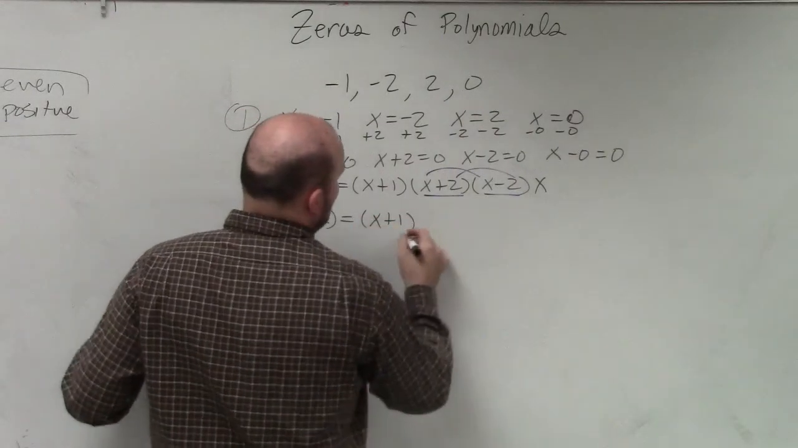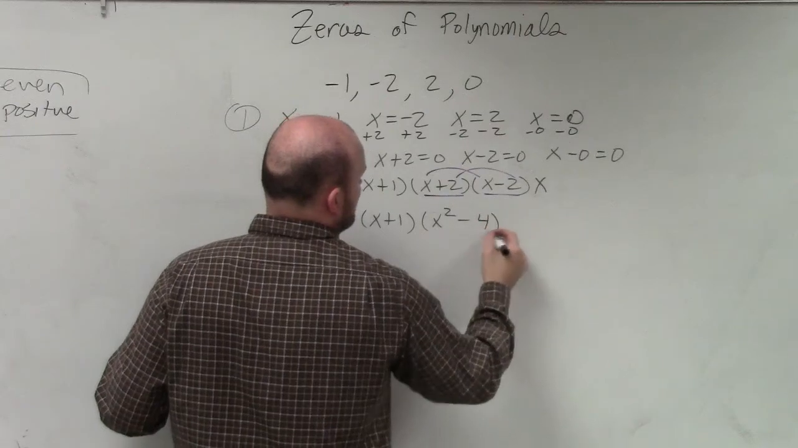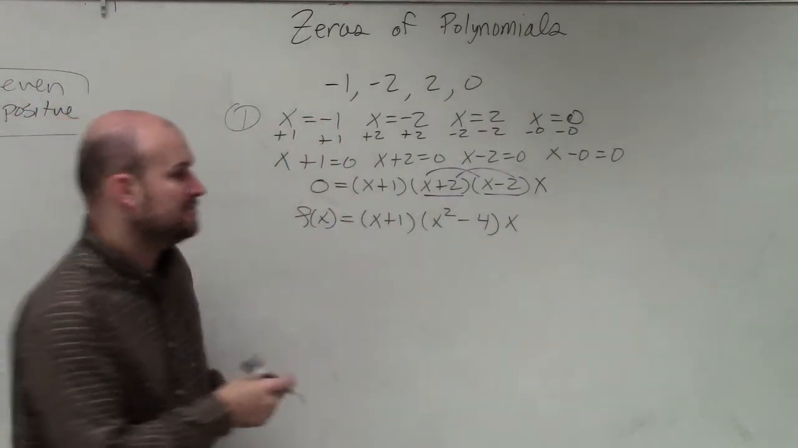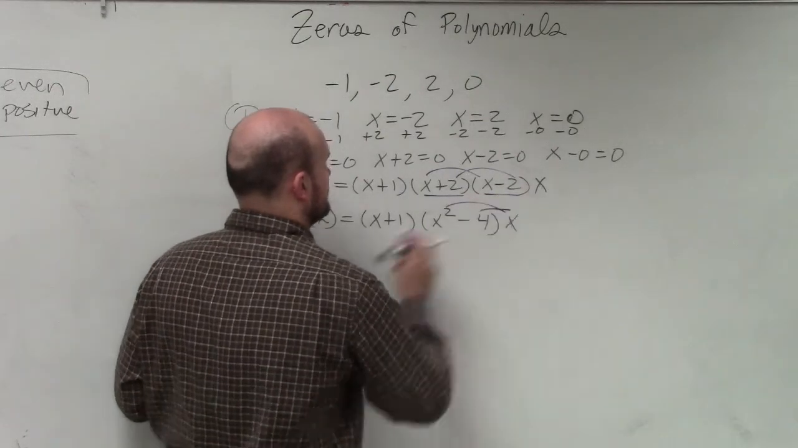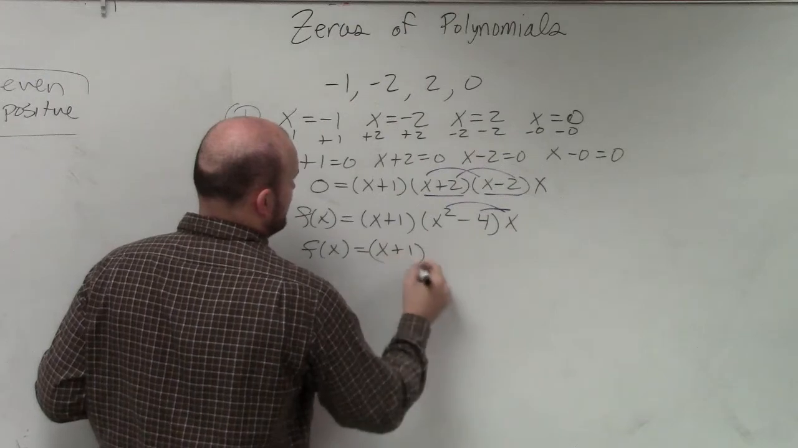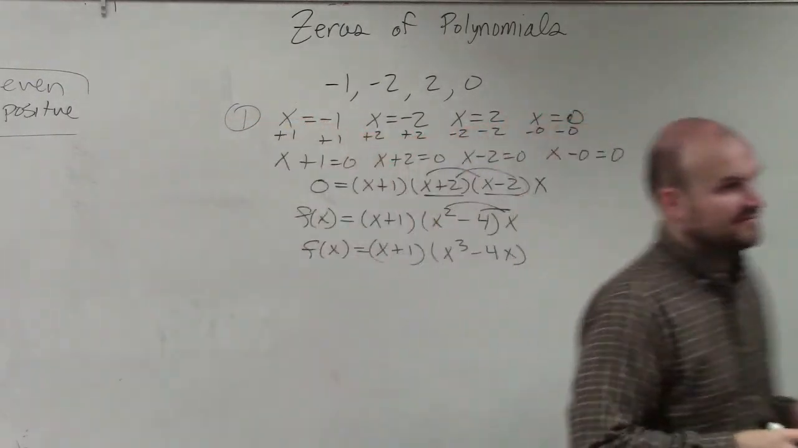So I have x plus 1. This multiplies, gives me x squared minus 4 times x. Then I could distribute the x here. So I have f of x equals x plus 1 times x cubed minus 4x. Does everybody follow me?